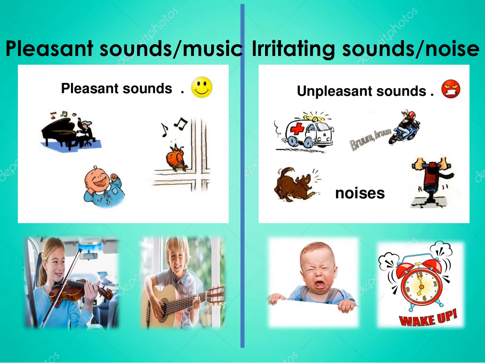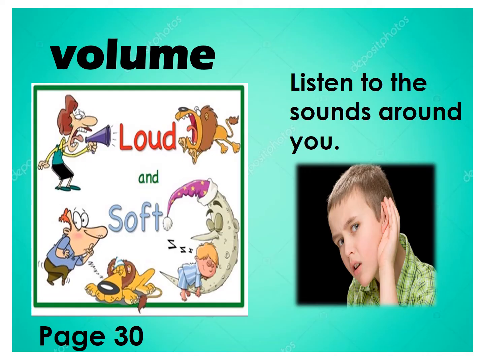Remember that there are two kinds of sounds. We have the pleasant sounds and the irritating sounds. So the pleasant sounds could be music, and the irritating sounds are the noises. So you can see here examples of the kinds of sounds. For a noise, we have the baby crying, and for the music, we have the baby laughing.